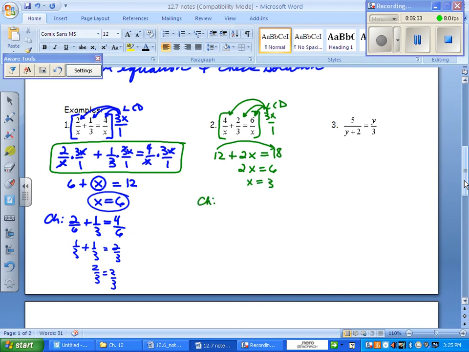You're checking it into the original. Does 4/3 plus 2/3 equal 6/3? This is added together. You get 6/3 equals 6/3, and that's a check. So I circle my answer.